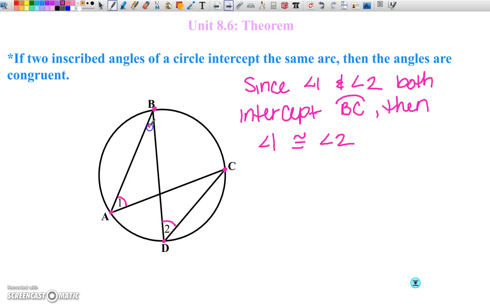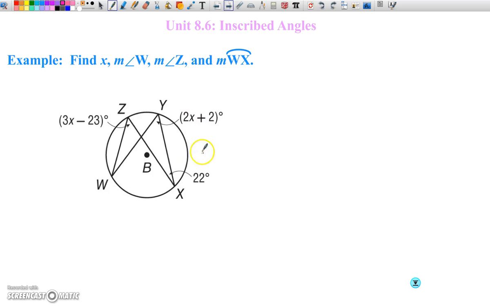In the same way, angle B right here forms this arc, and angle C has those same two endpoints, so those two will be congruent to one another as well. So in this example, we don't necessarily have to find the measure of the arc to get the measure of the angle, or vice versa.